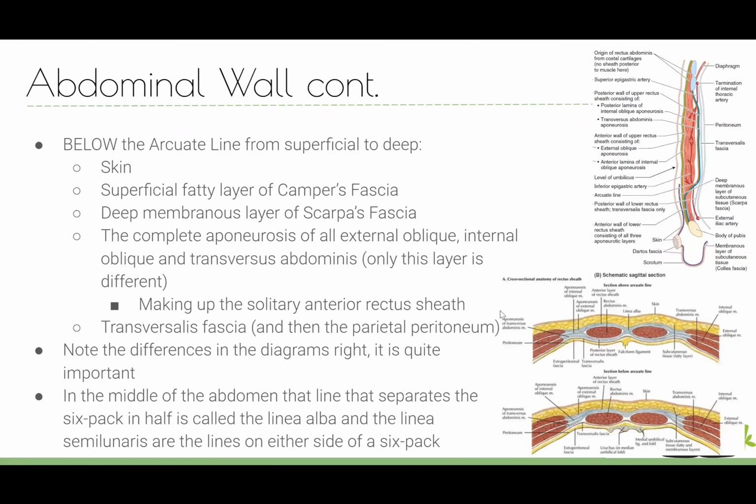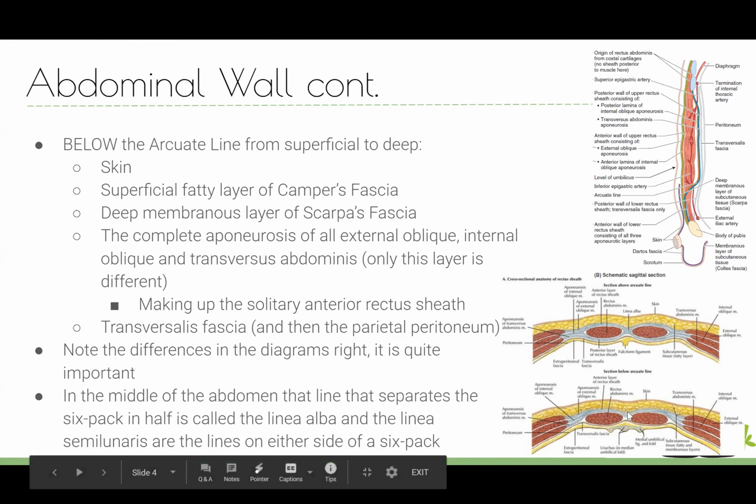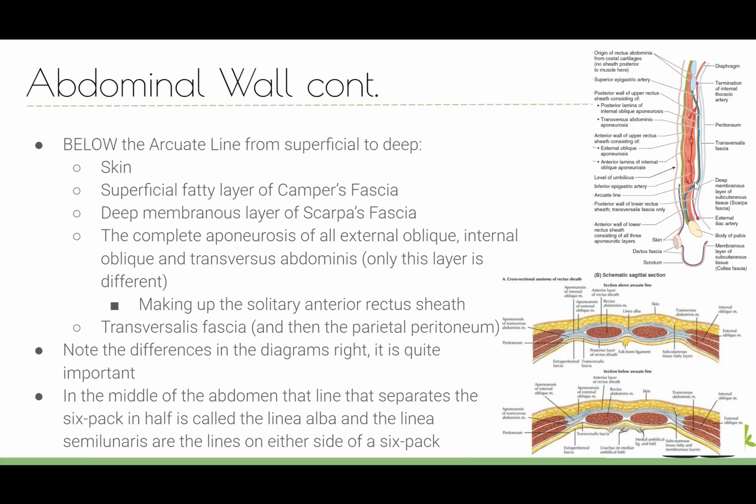Below the arcuate line is a very similar idea, except all of these aponeuroses are above the rectus abdominis, making a single anterior rectus sheath. Whereas before you had this splitting of the internal oblique aponeurosis, below the arcuate line you don't have that. This is what I was talking about before: the point where the inferior epigastrics cross into the rectus abdominis muscle is where this difference starts to happen.